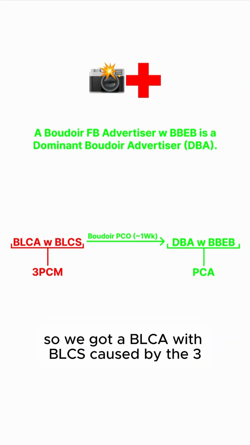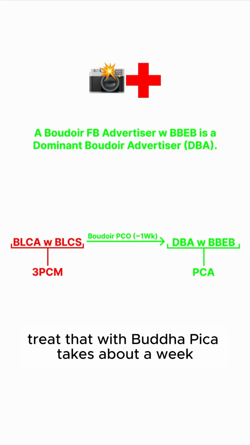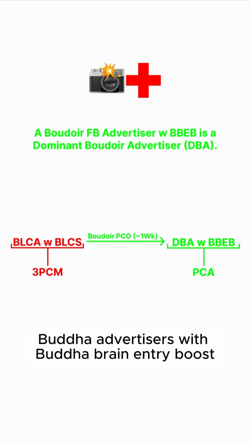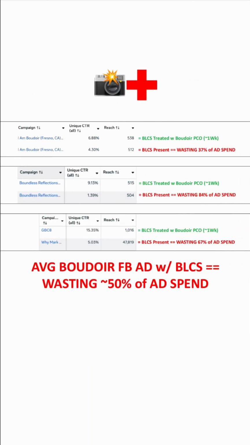So we got a BLCA with BLCS caused by the 3 pre-click mistakes. Treat that with Boudoir PCO. It takes about a week. We achieve pre-click alignment. We become dominant boudoir advertisers with Boudoir brain entry boost. Simple, jack.